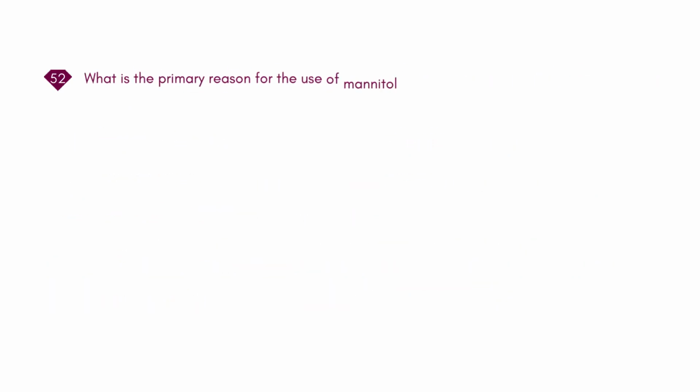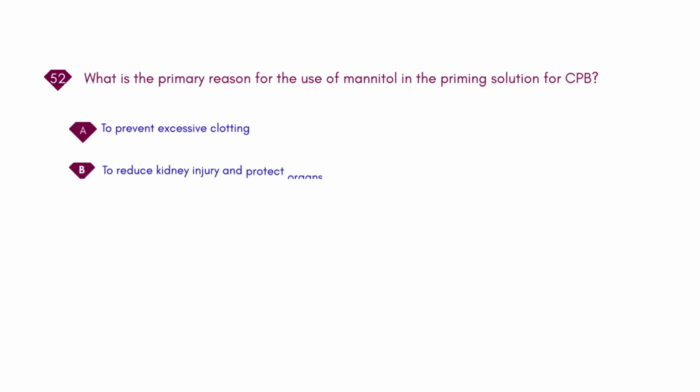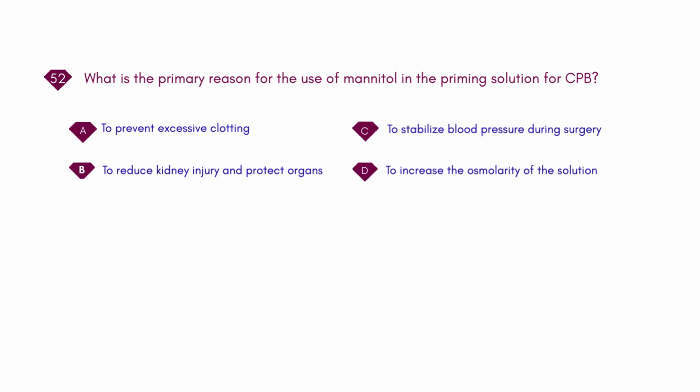What is the primary reason for the use of mannitol in the priming solution for CPB? A. To prevent excessive clotting. B. To reduce kidney injury and protect organs. C. To stabilize blood pressure during surgery. D. To increase the osmolarity of the solution. Answer: B. To reduce kidney injury and protect organs.